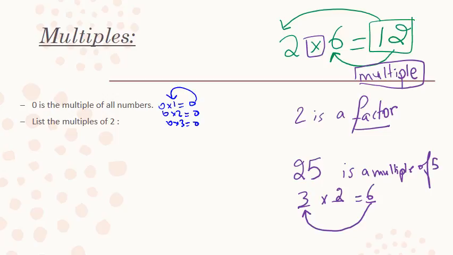Now let us take this example. List the multiples of 2. You should always start with the common multiple of all numbers, which is 0. Now, 2 times 1 is 2. 2 times 2 is 4. 2 times 3 is 6. 2 times, and so on. You will have many numbers because numbers never end. Okay?